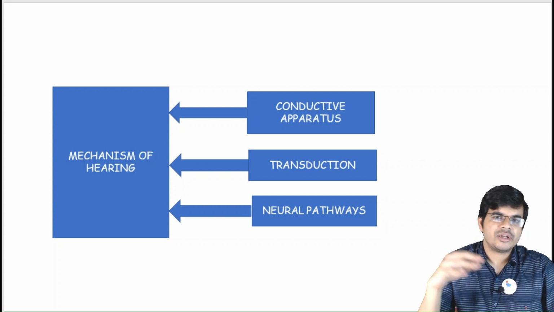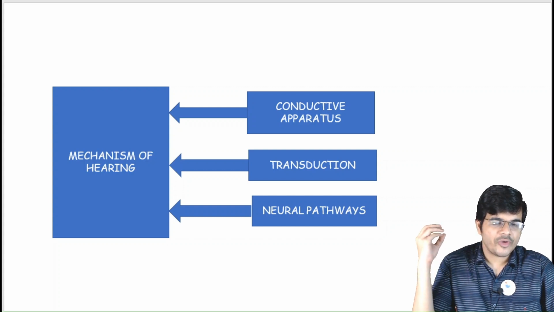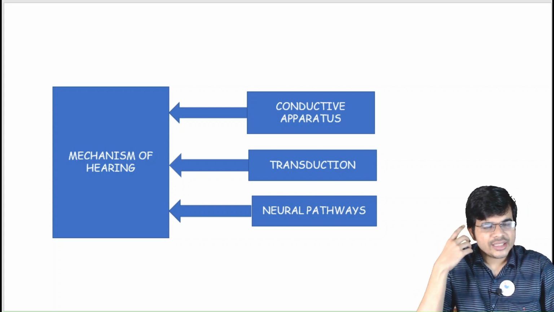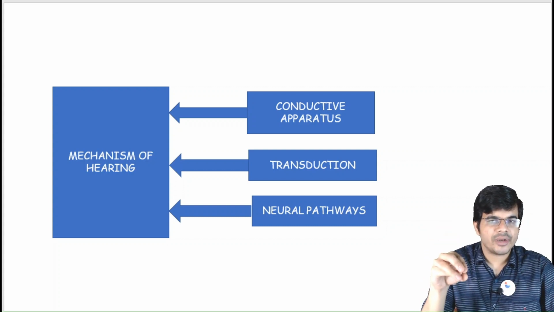Now what is happening in conduction? The sound waves are coming through the external ear, right? The pinna is acting like a funnel. It is collecting the sound waves and localizing them to a small area on the tympanic membrane, and from there it is going to the middle ear and then to the inner ear. That is what is called conduction.